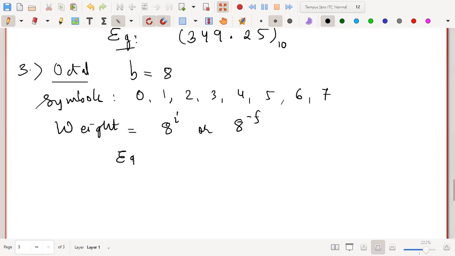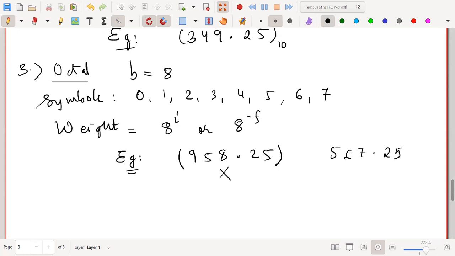For example, let me write down any number. Suppose I write 958.25. Is this an octal number system? No, this is not an octal number system. Why? Because you see that 9 is here. So I cannot take this example as an octal number system. In fact, this would be a decimal number system, because the symbols for the octal number system are 0 till 7. So I need to write another example, 567.25. Now here, this number system is an octal number system.